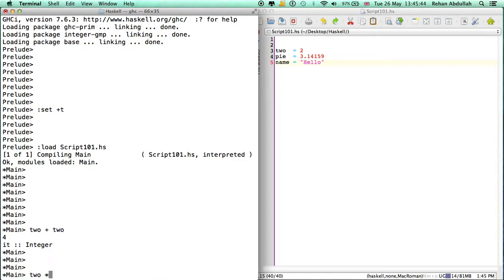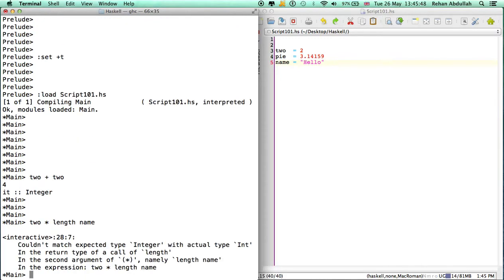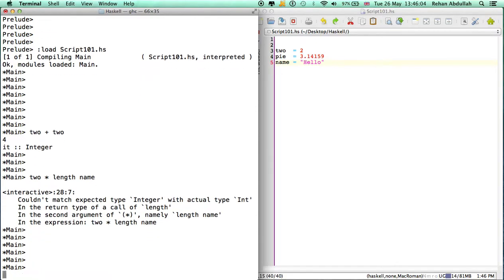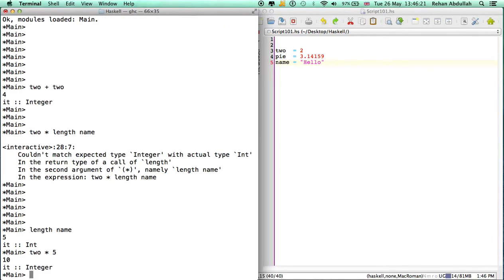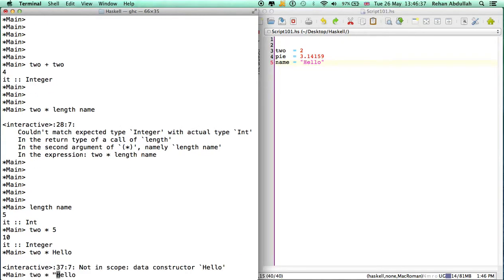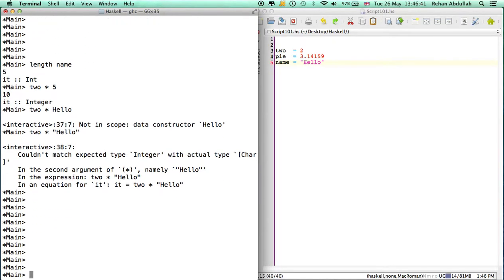2 asterisk length name. Why on earth is it giving me that? 2 times the length name. Let me just see what length name gives me. Gives me 5. That should honestly work. 2 times 5 gives me 10. That should have given me 10. Try with brackets, see what happens. I know what I need to do. What? That's even more of an error. What am I doing?